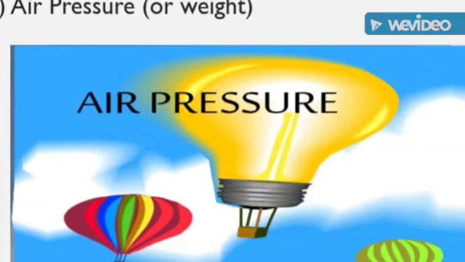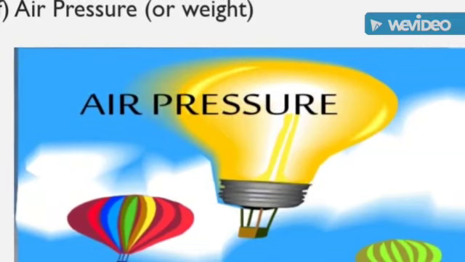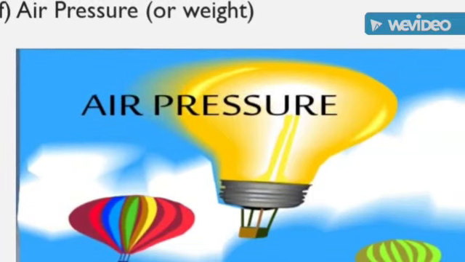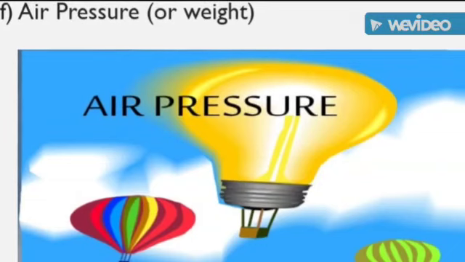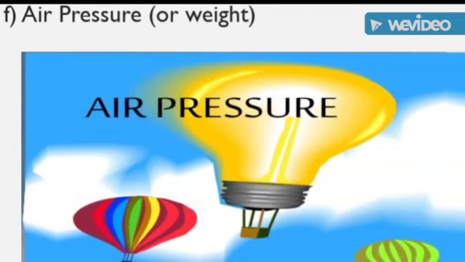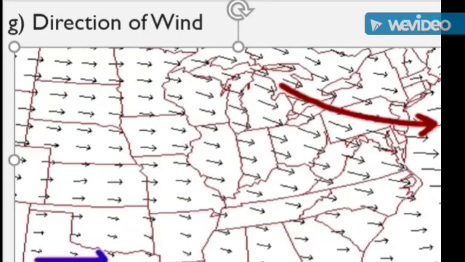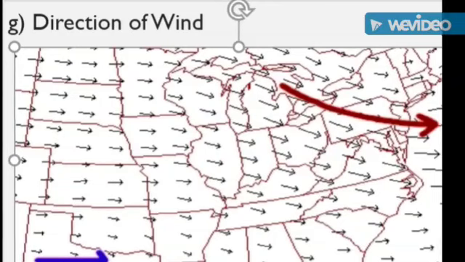How does air pressure affect climate? When the pressure is high, meaning the air is pushing down, the weather is usually dry and fine. When the pressure is low, it is usually stormy and wet. Understand, students?